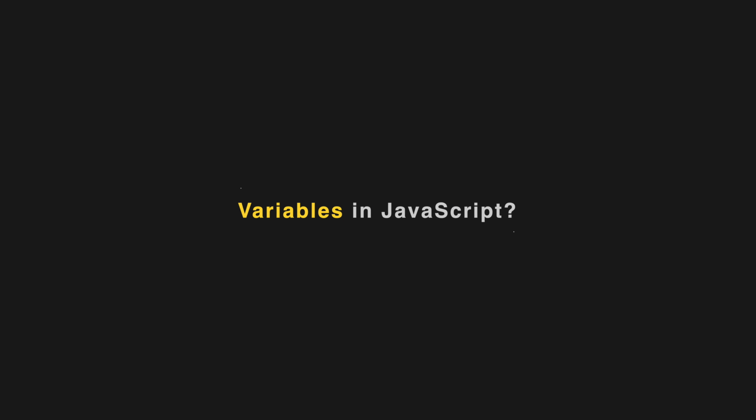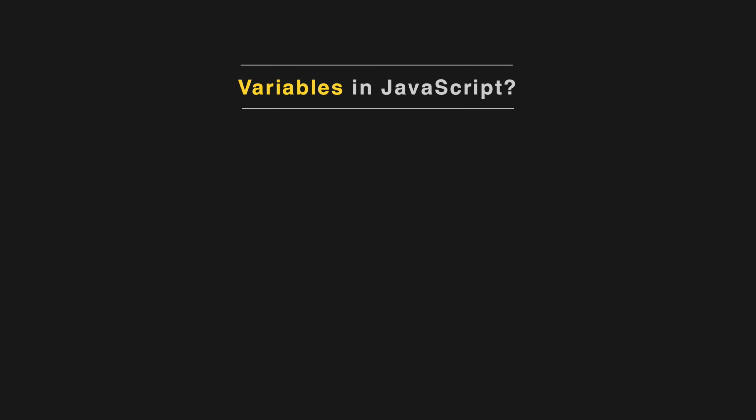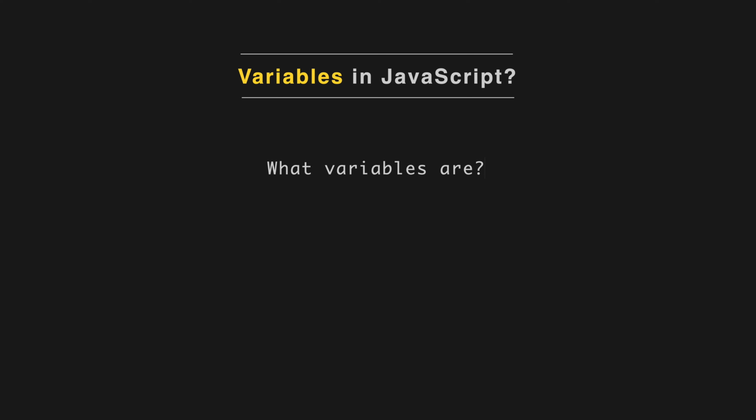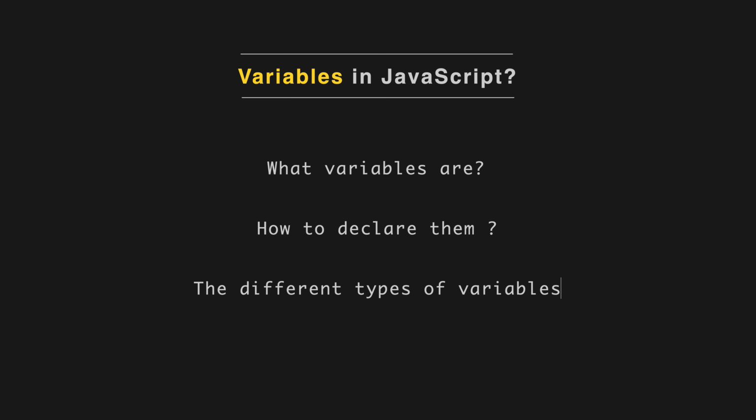Today, we are going to talk about variables in JavaScript. We'll explain what variables are, how to declare them, and the different types of variables you can use in JavaScript. First, let's understand what a variable is.